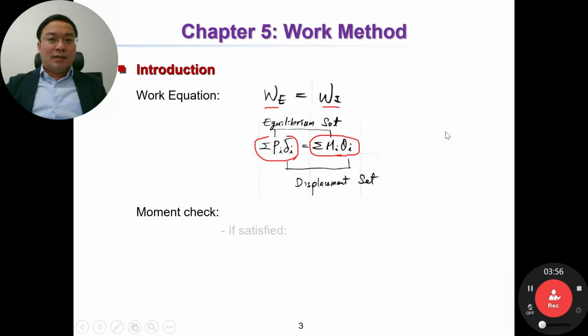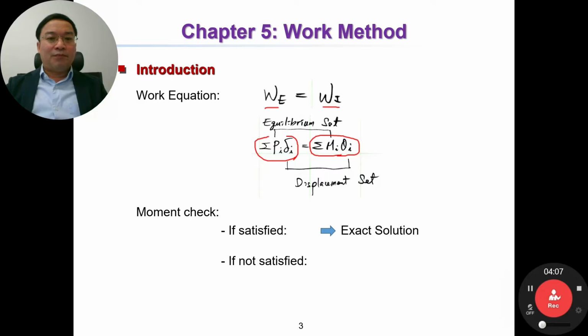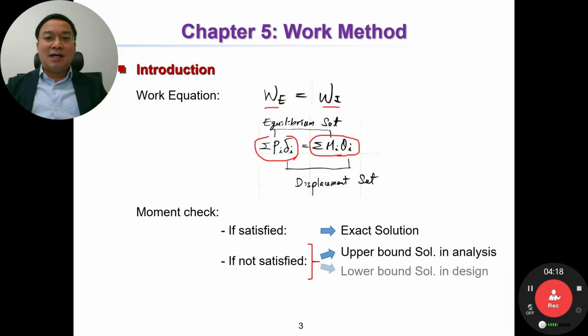And moment check. If the moment check is satisfied, then we have exact solution. But if the moment check is not satisfied, then in analysis we have upper bound solution, and in design we have lower bound solution. Okay, so I remind you what I have already mentioned in chapter 3. That is very basic concept.